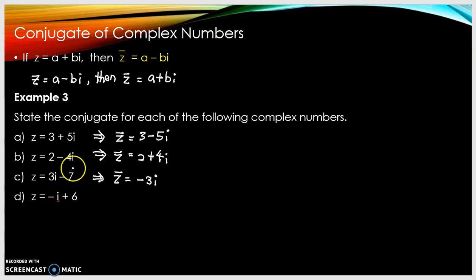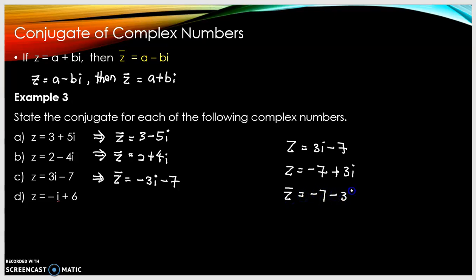The constant negative 7 remains the same. So I can do it in this way: z is equal to 3i minus 7, and I can rearrange the complex number. It will become negative 7 plus 3i. I just put negative 7 in front, and the imaginary part 3i I put at the back. So now the conjugate of z is equal to negative 7 minus 3i.